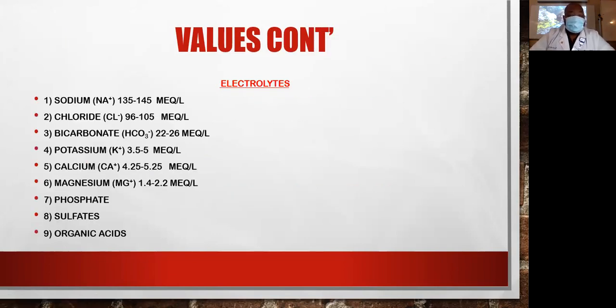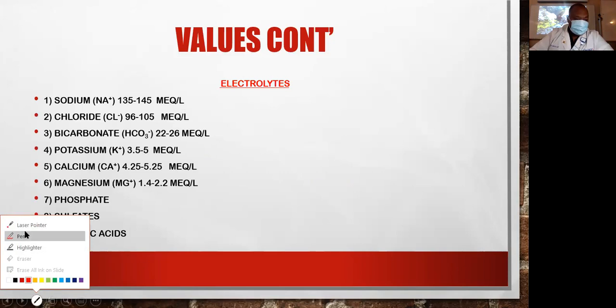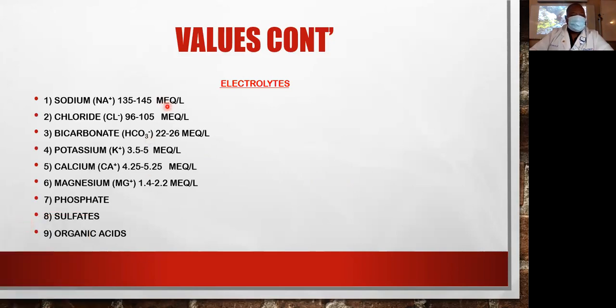Don't forget your electrolytes. When you name your electrolytes, you have to know these by heart. Whenever you do name them, don't forget your unit of measurement. This is milliequivalents per liter. So for instance, potassium is 3.5 to 5 milliequivalents per liter. If you don't know the suffix, you will get that wrong in your orals.